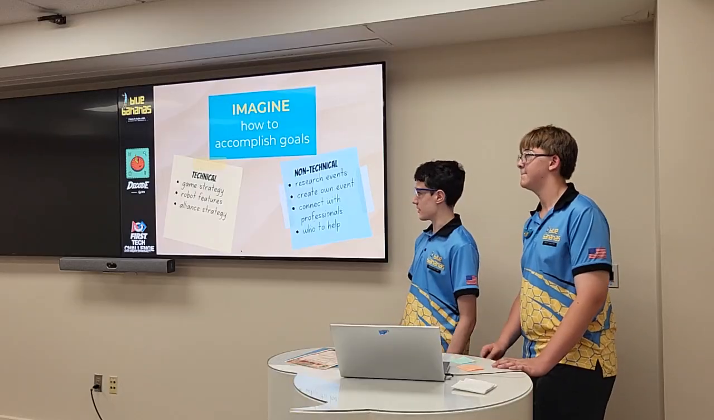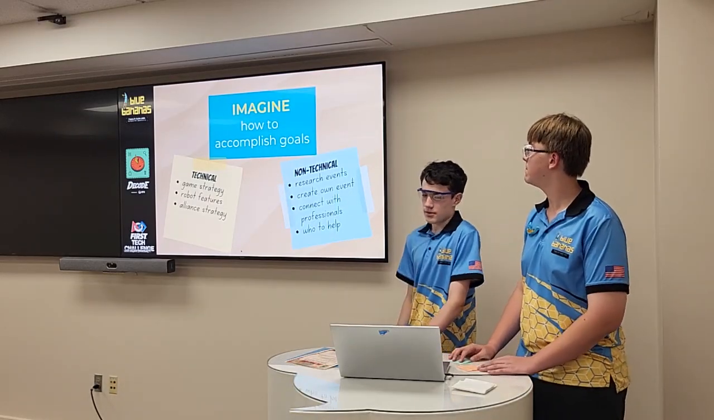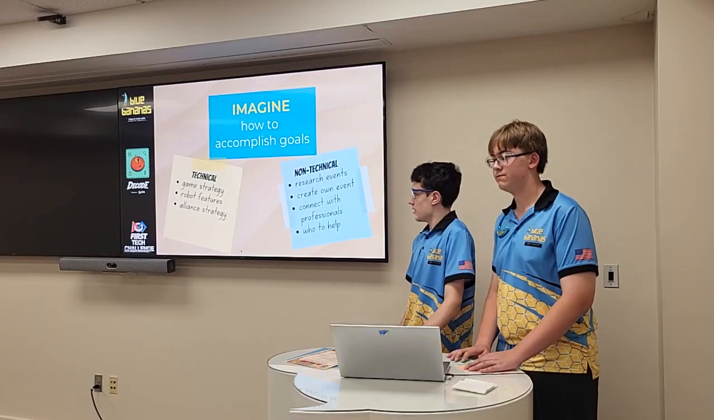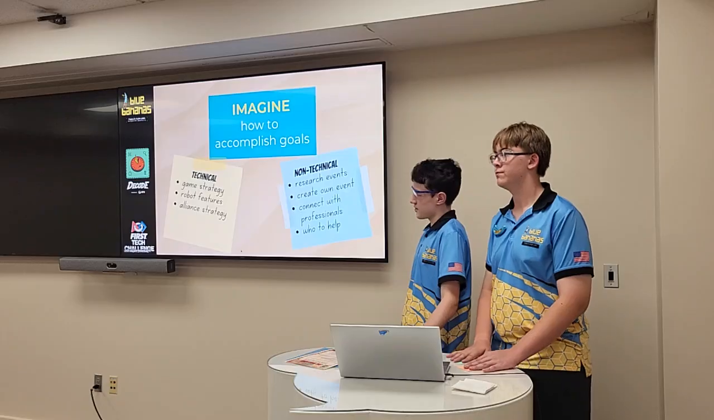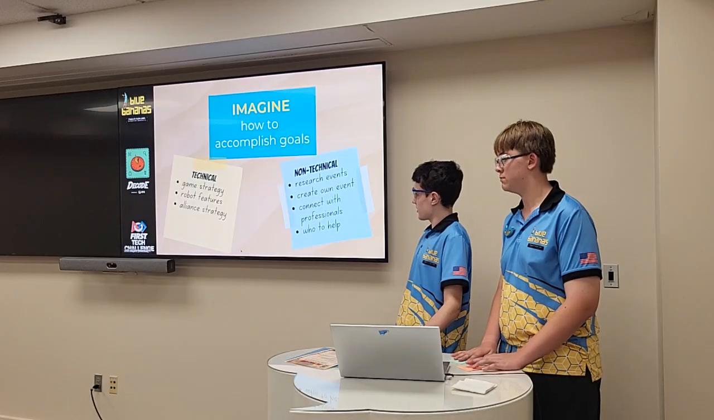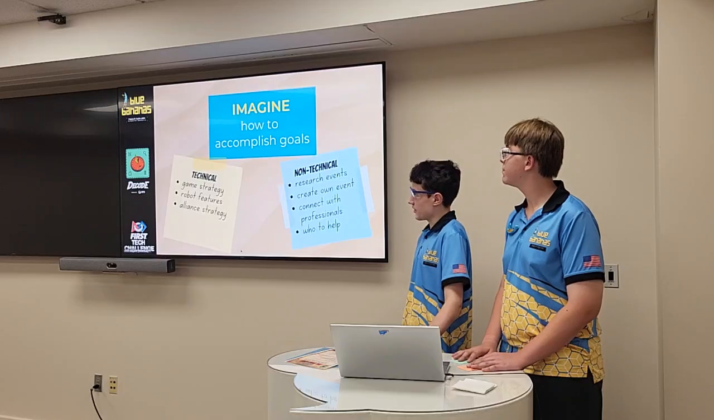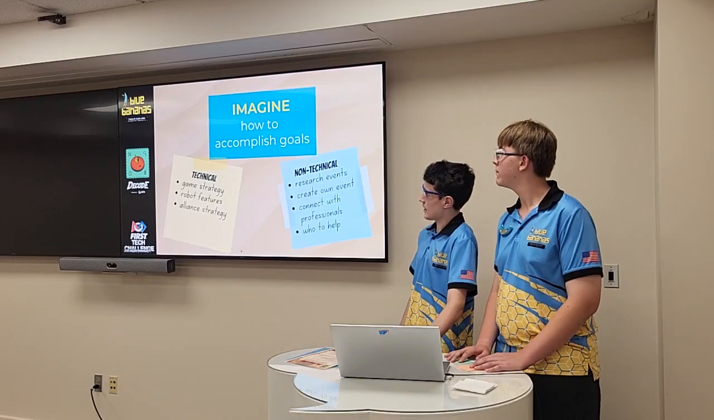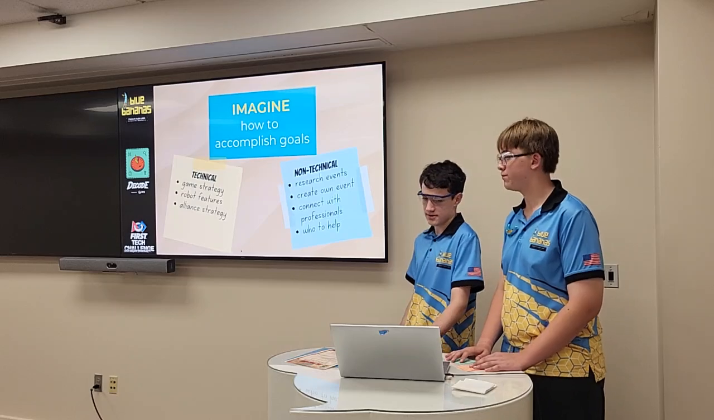The second step in our engineering design process is imagine. In this step, you imagine how to accomplish goals and solve challenges. For the non-technical side, some examples include researching events, creating your own events, connecting with professionals, and seeing who you can help. For the technical side, some examples include game strategies, creating game strategies, robot features, and alliance strategies.